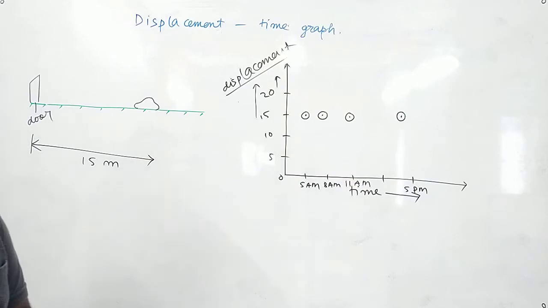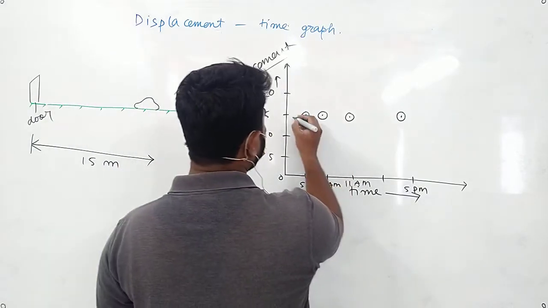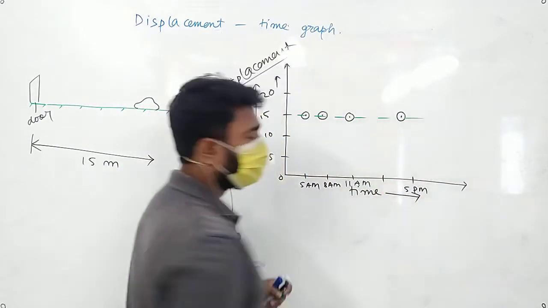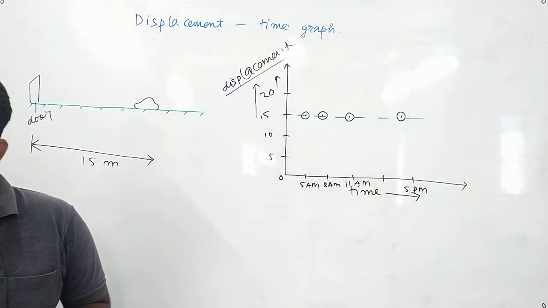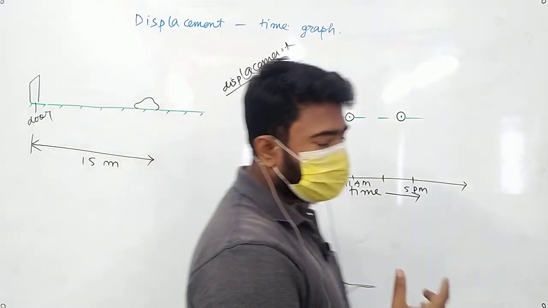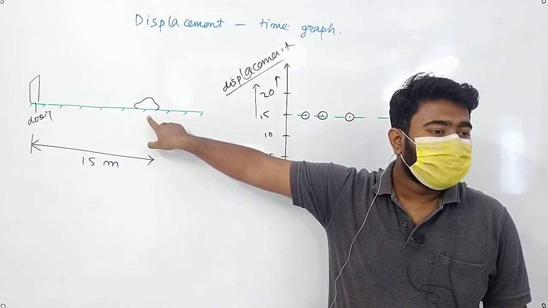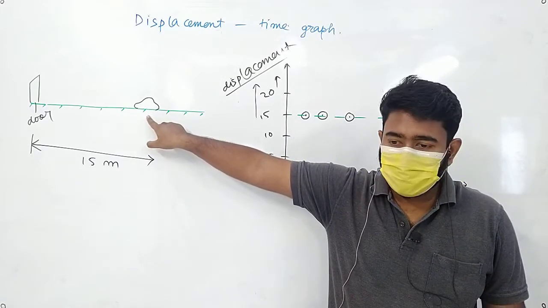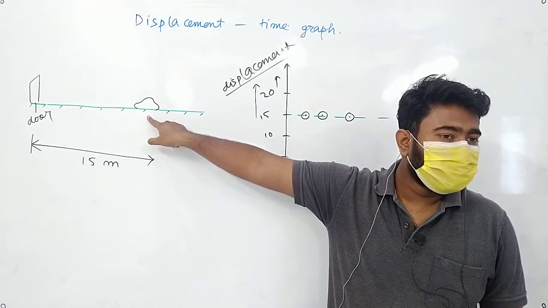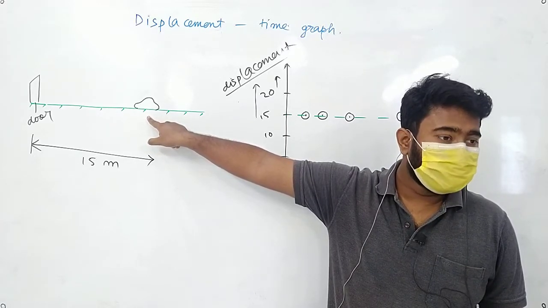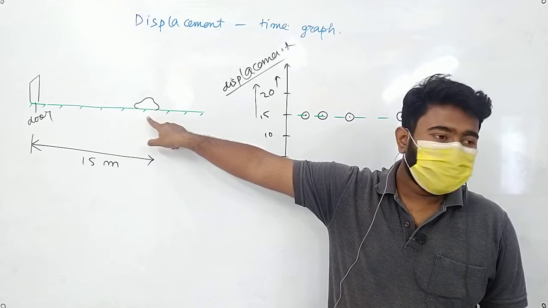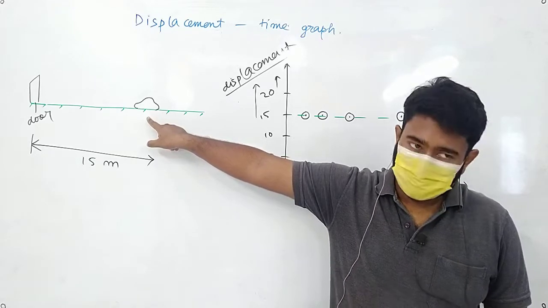Now what do we get from this? Are we getting a straight line? So when are we getting a straight line? When the stone is at the same place. That means, is it moving? Then it is at rest. It is at rest. All of you louder. It is at rest. Very good.